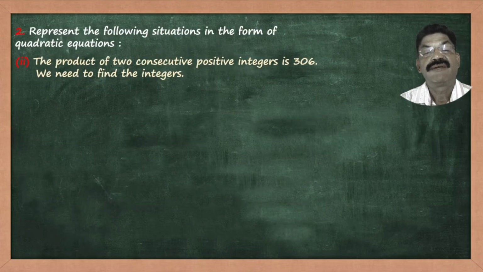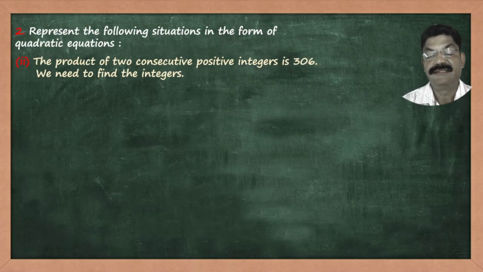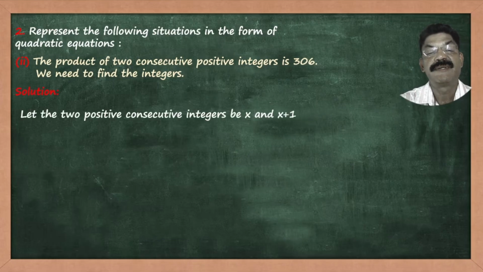Second problem. The product of two consecutive positive integers is 306. We need to find the integers. It is very simple. You take x and x plus 1 as two positive consecutive integers. You remember the definition of consecutive integers. 5 and 6 are consecutive integers, 7 and 8 are consecutive integers, 13 and 14 are consecutive integers. So, if x is one number, then you can take the other number as x plus 1. Okay? So, I take x and x plus 1 as the consecutive integers.